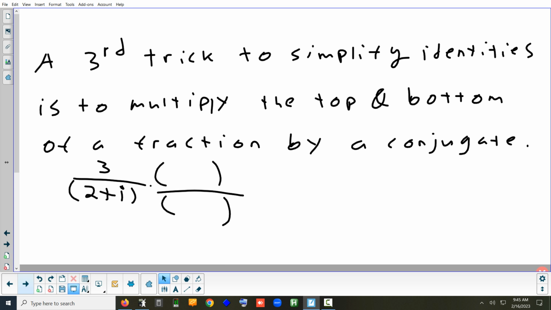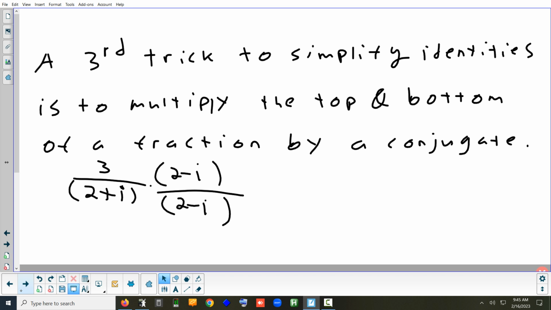No, that's not the conjugate. It's a simple idea. 2 minus i. The conjugate is when you have two things added together and you change the sign of what's between. So how do you know if a problem is going to have a conjugate?